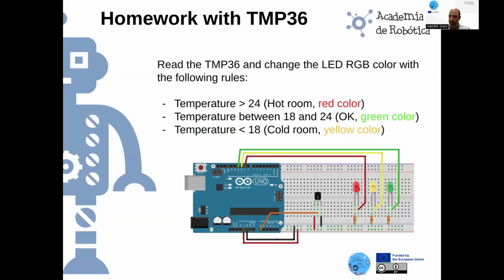So the idea is the following: implement three LEDs, one red, one green, and one yellow. And what I want you to do is the following. If the temperature is higher than 24 degrees, we want the red LED to be enabled. If the temperature is between 18 and 28 degrees, we want the green LED enabled and the other two disabled. If the temperature is below 18, this means that the room is cold, and we want the yellow LED turned on. Okay, this is the challenge for you.